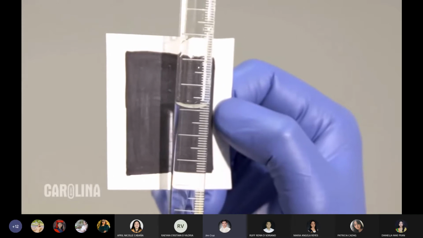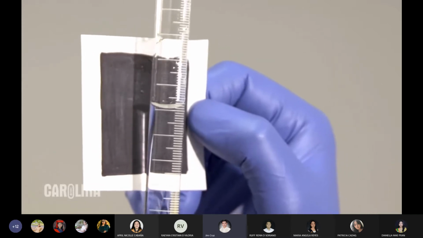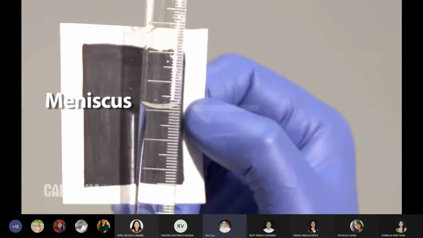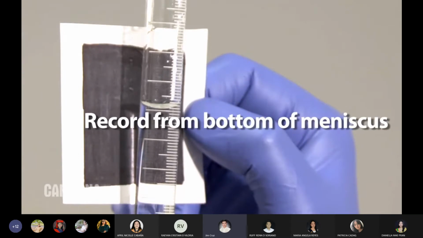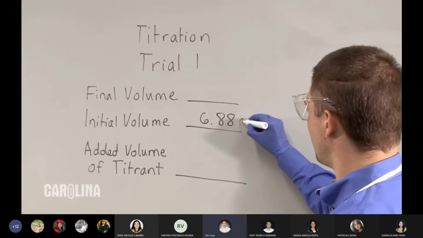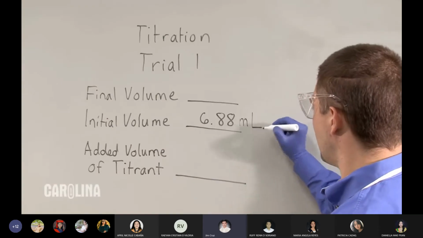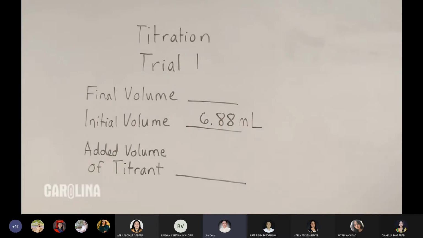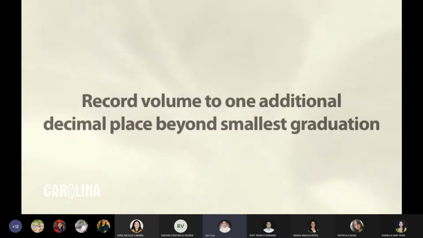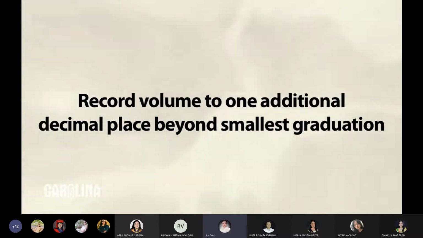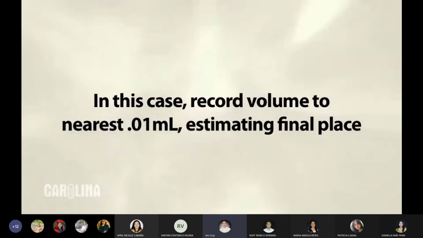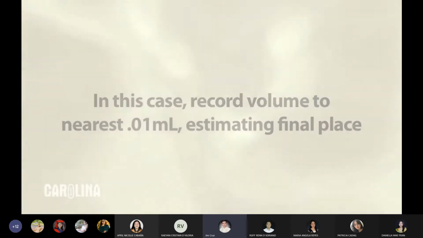Record your starting volume. It is important to accurately read the volume on the burette. First, note that the liquid forms a concave meniscus because the water pulls itself up the side walls of the glass. You should read the volume from the bottom of the meniscus at eye level. Secondly, it is important to read your volume to the correct number of significant figures. This burette indicates volume to the nearest 0.1 milliliters. With any graduated glassware, record the volume to one additional decimal place beyond the smallest graduation. In this case, record the volume to the nearest hundredth of a milliliter, estimating the final place.